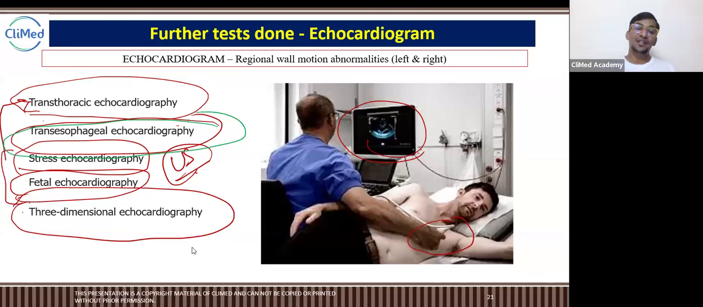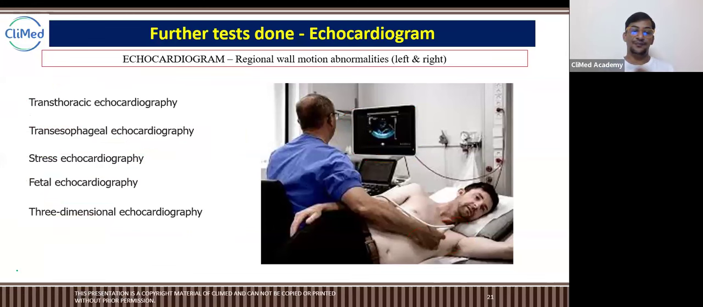And why do we do the transesophageal echocardiogram, guys? Tell me, why do we need the transesophageal echocardiogram? Anyone? When we have the transthoracic, why do we need the transesophageal? Yes, everyone, please tell me.